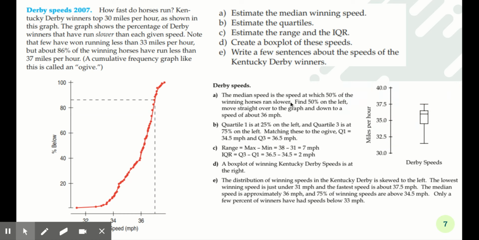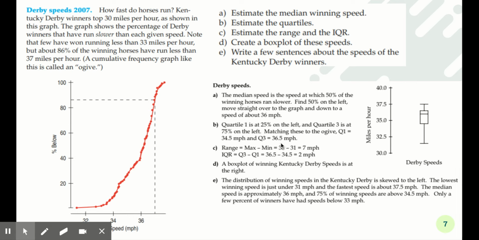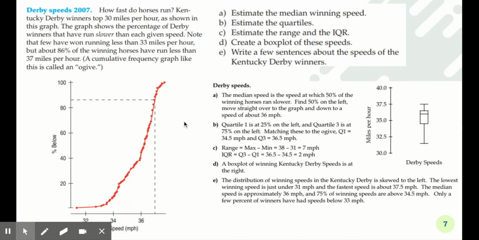So, like we said, our median speed is about 50%, which was about 36. Our lower quartile was about 34.5. Our upper quartile was about 36.5. To find our range, our max was 38, because if you look here and go down, that would give you 38. And our min was 31, so our range was 7 miles per hour. Our IQR was about 2. Here we have a vertical box plot.